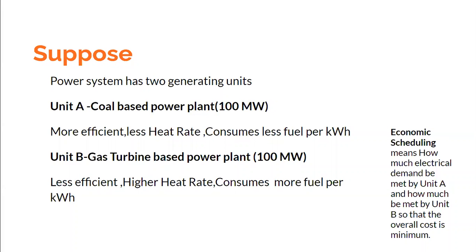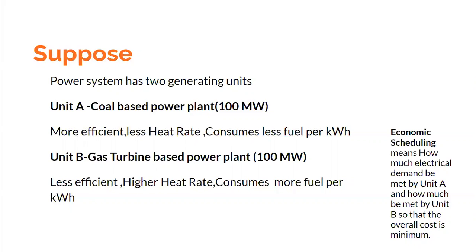Economic scheduling, I need to define it first. Think of a power system wherein there are two units. One is a coal-based power plant of a particular capacity, and the other is a gas turbine-based power plant of some capacity. Let us say this is a thought exercise. Let us say that the overall demand to be satisfied is 100 megawatts. And suppose it is known that the coal-based power plant is more efficient.